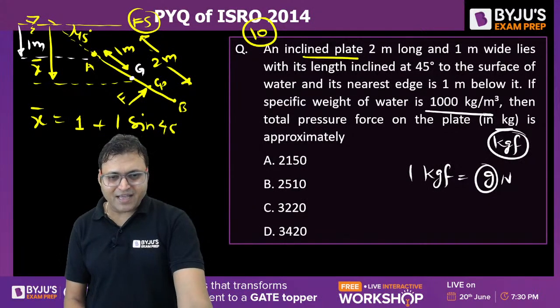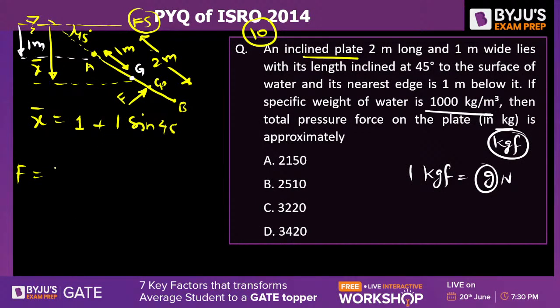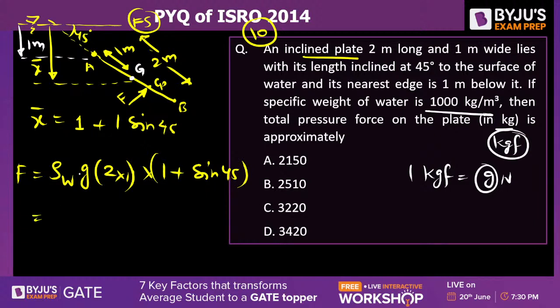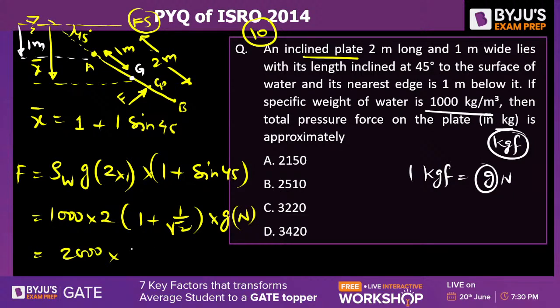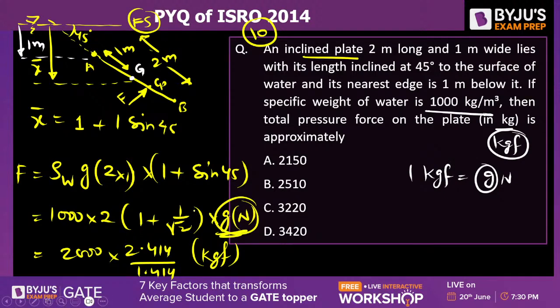So if we want to write the expression for hydrostatic force, then we will write rho of water into g into area, that is 2 into 1, into x bar, 1 plus 1 into sine 45. So keep g as it is. So density of water is 1000 into 2 into 1 plus 1 by root 2, isn't it? What is 1 plus 1 by root 2? Root 2 plus 1 by root 2, into g newton. If you want to write in kgf, it will be 2000 into 2.414 upon 1.414 kgf, because g newton is equal to 1 kgf. So this will be the force exerted. So it is less than 4000 kg.